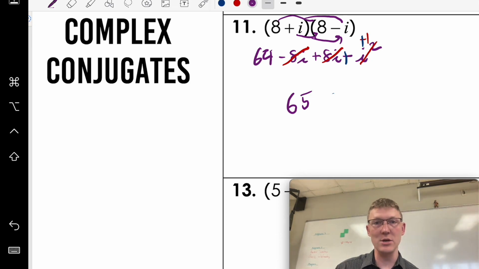Notice that our answer does not have any i's in it. So these complex conjugates are really useful for getting rid of i's, or turning a complex number into a normal number, if you will. So let's do some more examples and see how they work.